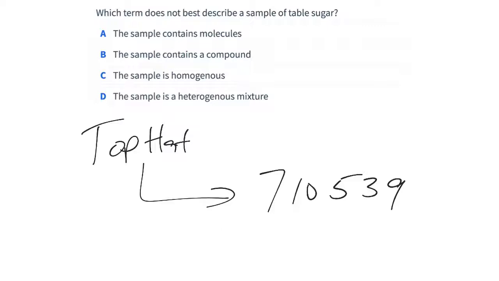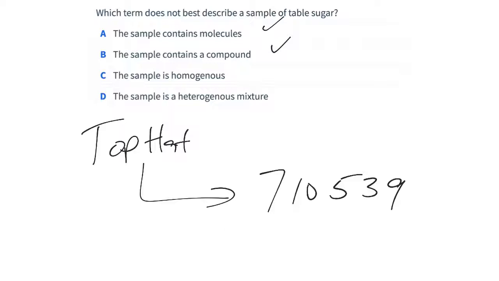Okay, so just what everyone's answered, I'll leave it open, so if you are still trying to figure out how to get logged in, you can still give an answer. So the sample definitely does contain molecules because sugar is a molecular compound, like glucose would be an example of a molecule. Definitely a compound, because glucose is C6H12O6 or sucrose is C12H22O11. You don't necessarily have to know the formula, but you know that those are definitely compounds.